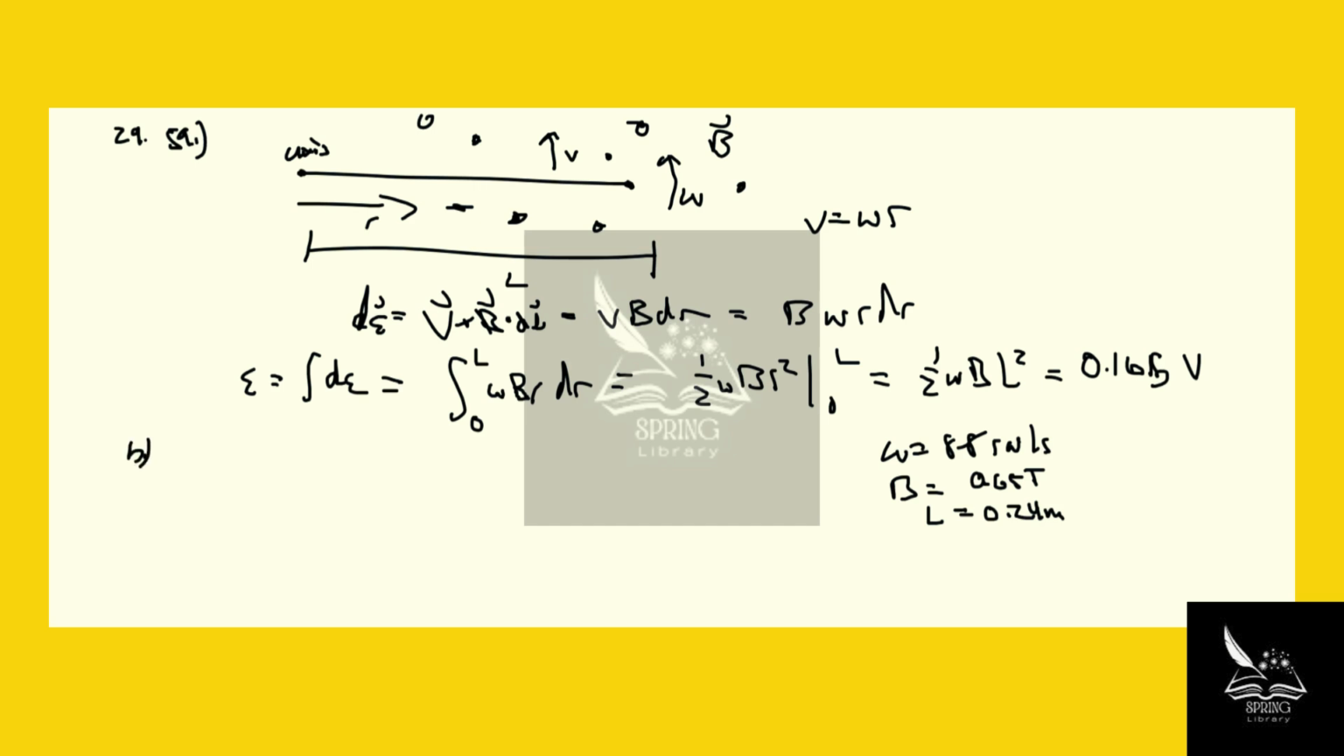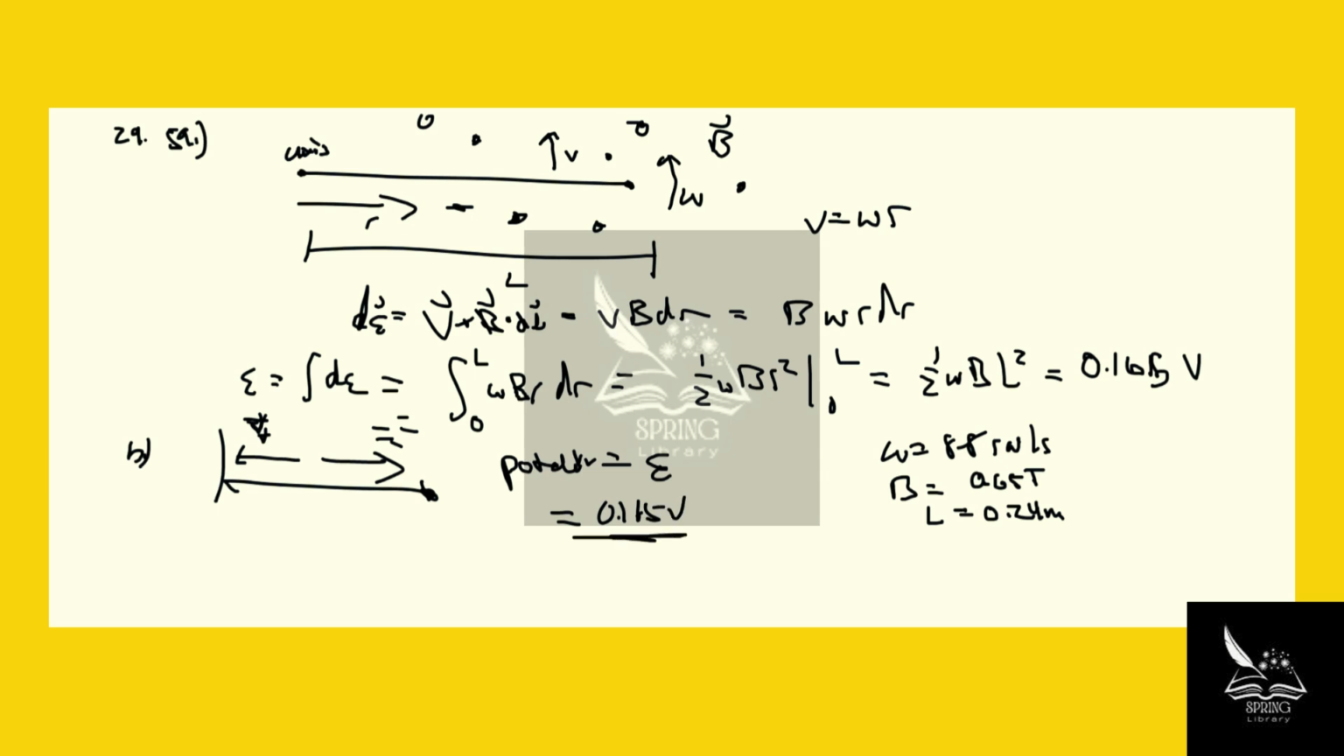So now part B is asking what's the potential difference between the ends of the rod. This is just a rod. There's no circuit here, so that means there's no current flowing. We just have one charge pushed one way and the other charge pushed the other way, right? So the only potential difference is the exact EMF. So the potential difference equals the EMF, which equals 0.165 volts. Cool.